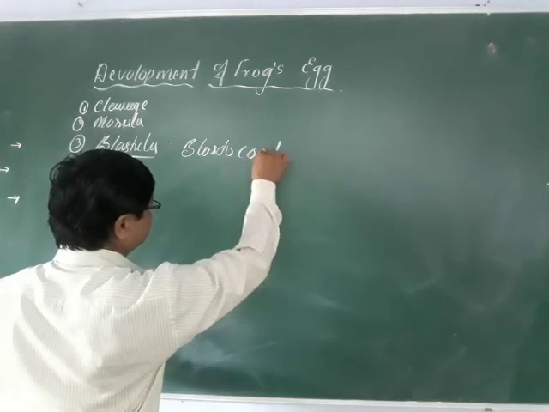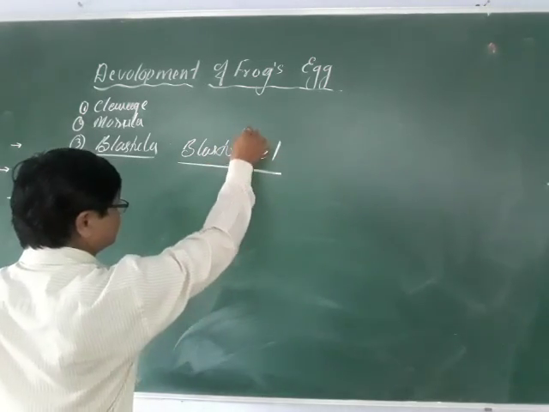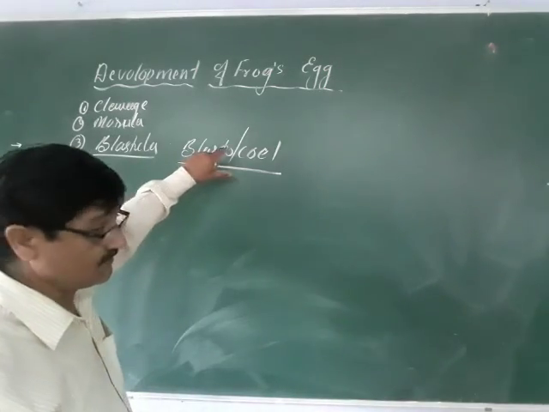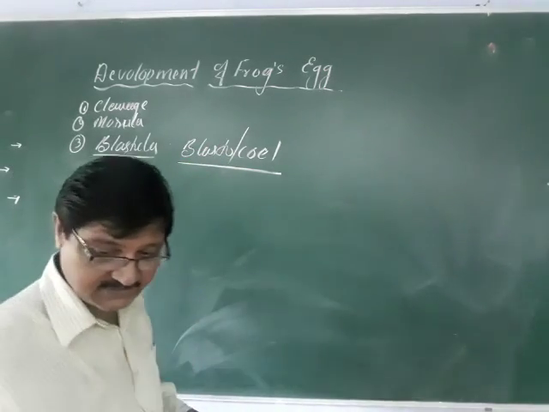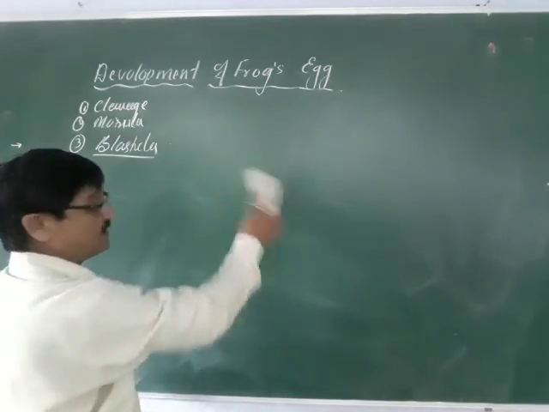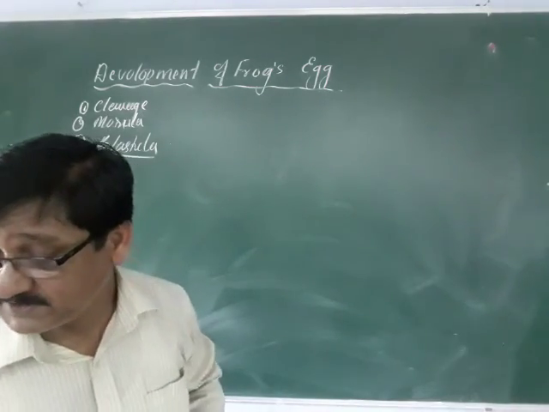Blastocele. What is the blastocele here? It is a hollow structure. The blastula creates a cavity inside, and that is called the blastocele. So here, what is the blastula? How does it form? So what happens here?